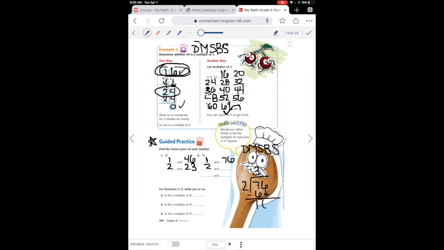B stands for bring down. 16 divided by 2. 8. 8 times 2. 16. Subtract, 0. We got a 0 and our quotient is full. So 2 times 38 is 76.